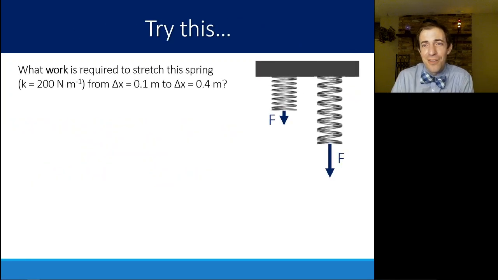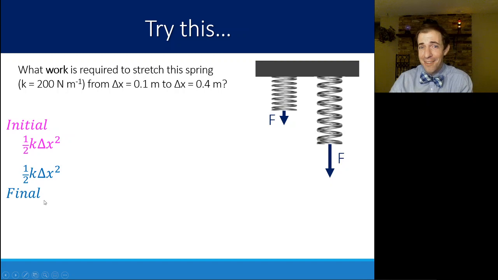We can also look at this in terms of work. How much work is required to stretch a spring with this spring constant, 200 newtons per meter, from 0.1 meters to 0.4 meters? If I find my initial energy and my final energy of this spring, I can figure out how much work was required to change from one to the next.